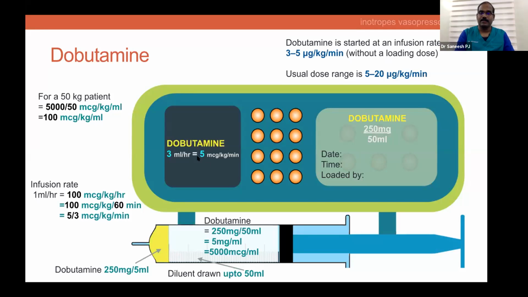Clear? So all the infusion pumps should have a good label mentioning the proper chemical name of the drug, how much amount is taken, how much is the total diluent volume, and the date, time, and who loaded this. So everything should be accountable in the label. Most of the institutions have a printed infusion drug label, I believe.